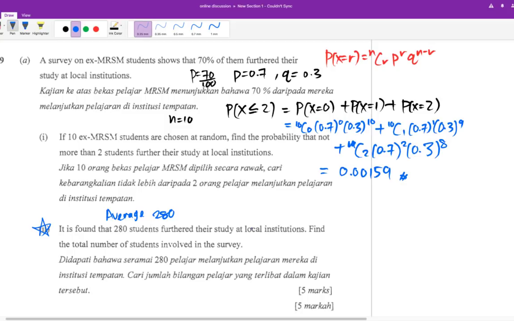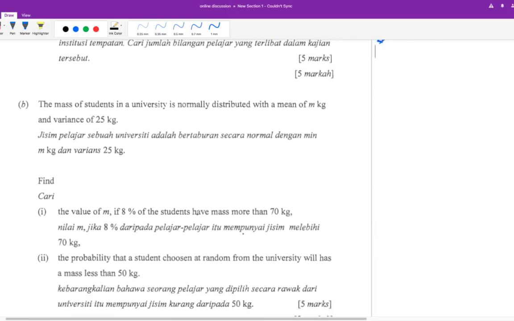So therefore, if average, we know it is something to do with mean. Mean in this topic we know is basically n multiply p. So therefore the average is 280. N will be the total, p will be 0.7. Then I will say n equals to 280 divided by 0.7. Then my n is 400. So therefore in this case we have 400 students actually involved in this survey. Right, so yeah, if you don't get the idea that it is mean, basically there's no way you can find the correct answer. Alright, so let's move on to B.